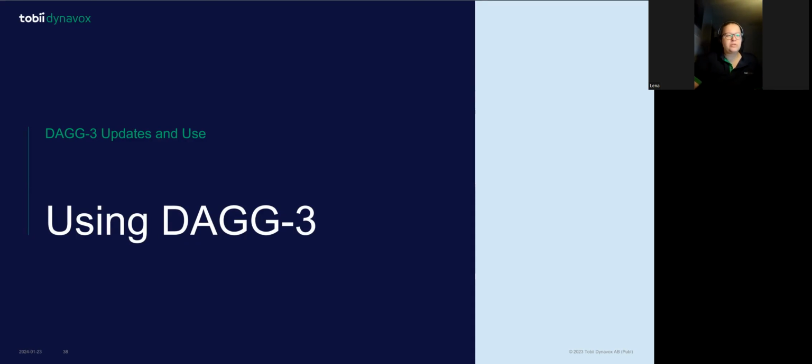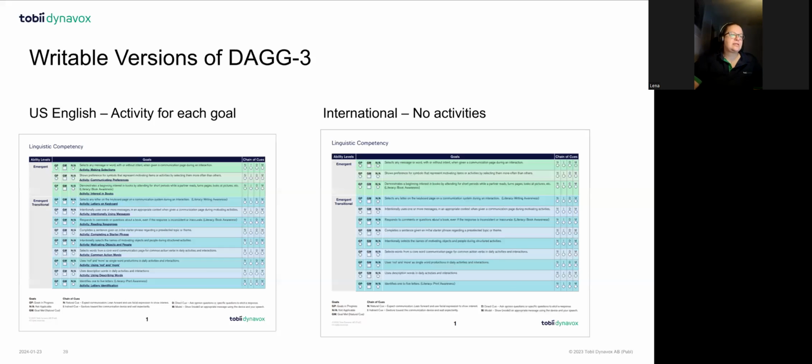So when you're familiar with the updates and the foundational pieces, you would like to put it to good use, I hope. There are two versions that exist out there in the world. There is a US version, which has an activity for each goal listed as a link. And there's an international one, which does not include activities, because the international one takes into account that people could live in very different environments. We don't know which language they're speaking, and so on and so forth. Both versions can be localized if you would like to do so.